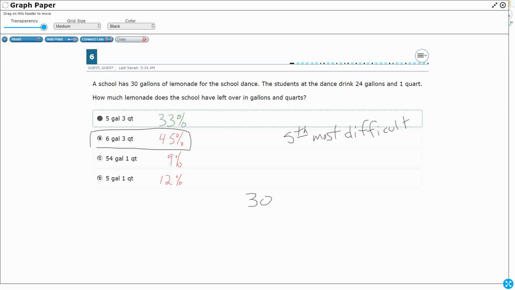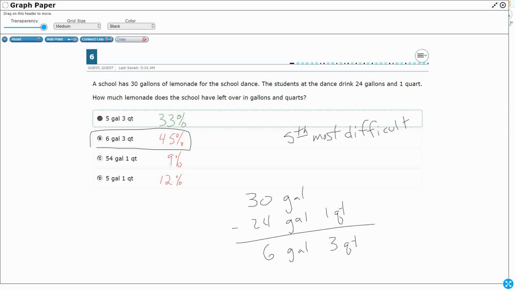So if I do my 30 gallons minus 24 gallons, right? And then I've got my 1 quart if I want to put it here. I don't know how to regroup. So I don't know. I'm just going to put my 6 gallons there and 1 minus, there's 4 quarts in a gallon, so there's going to be 3, right? So that's probably how students got to that point. They most likely did not draw a picture.